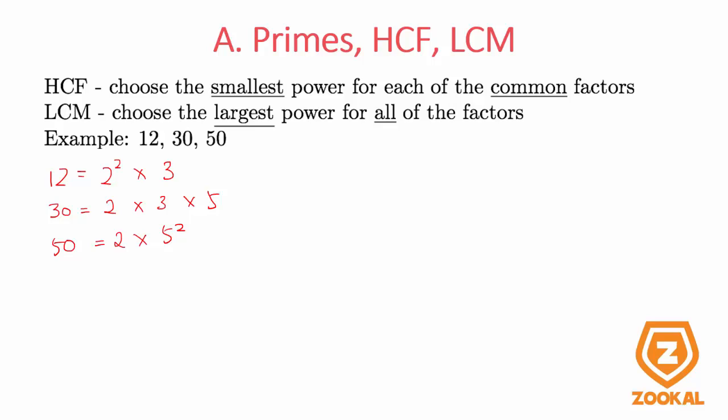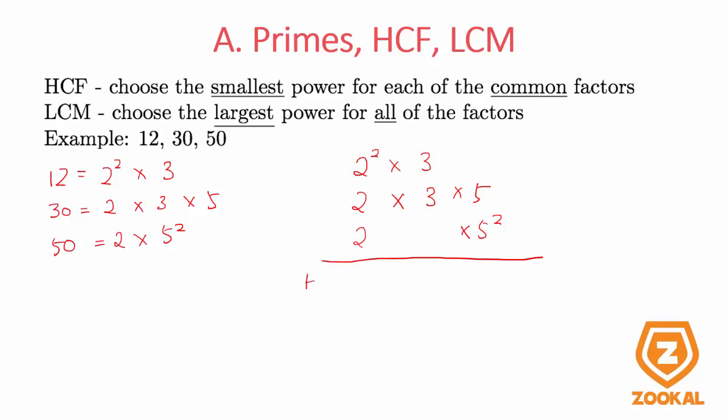I mean that 30 has a factor of 2, so it goes under the 2 column. It has a factor of 3, it goes under the 3 column, and it has a factor of 5. 50 has a factor of 2. However, 50 does not have a factor of 3. So we skip this column and we put 5 in this column. This is how we align our factors.